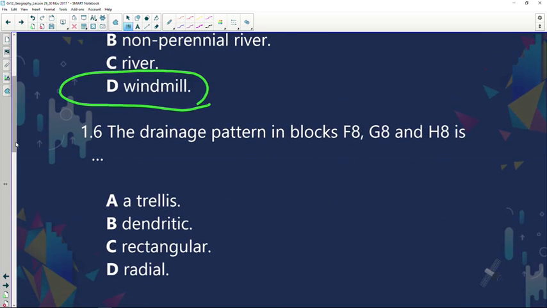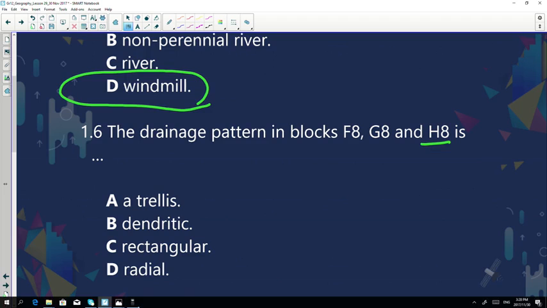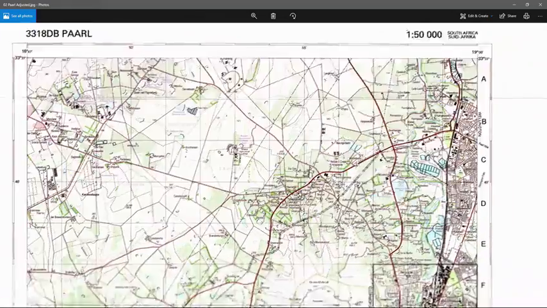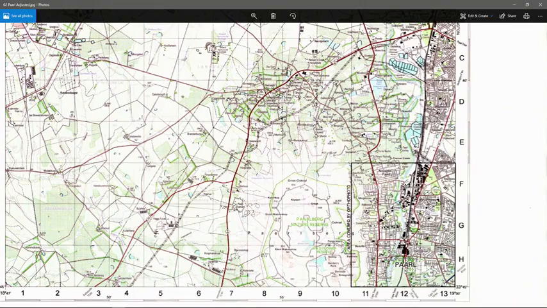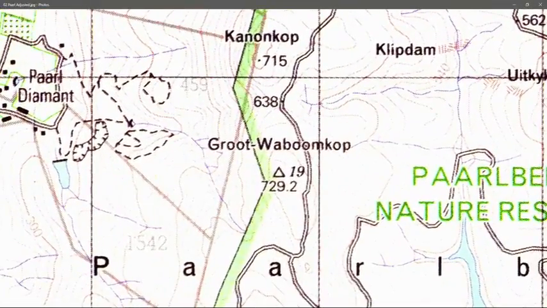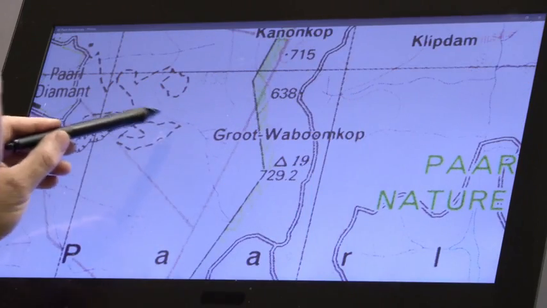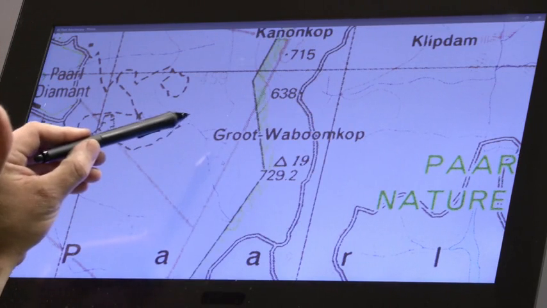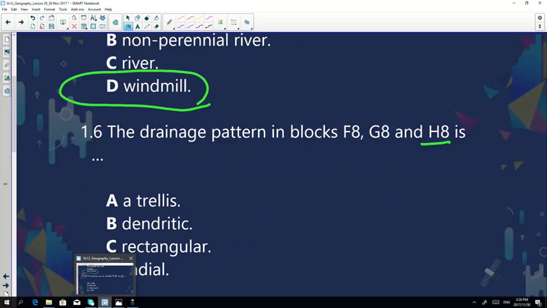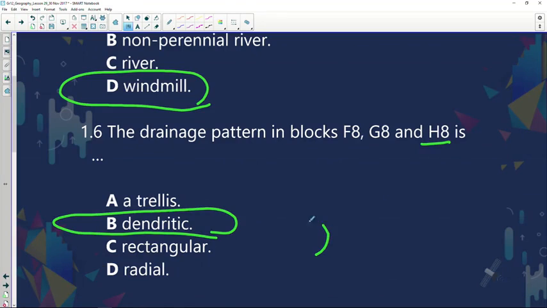If you look at the drainage pattern in block F8, G8 and H8, is it a trellis, dendritic, rectangular, or radial? Let's quickly go and have a look at F8, G8. There's F, G, and H. If you look at the drainage pattern over there, now definitely look at it. Its shape resembles the branches of a tree. So the correct answer will be B. It's a dendritic shape because it resembles the branches of a tree.